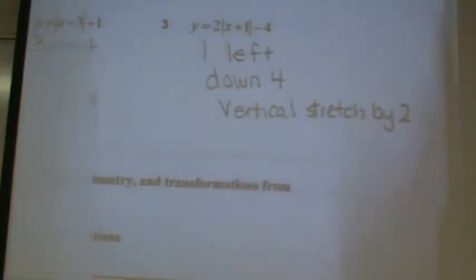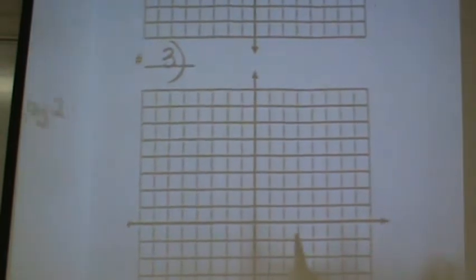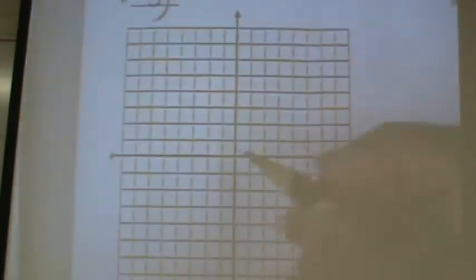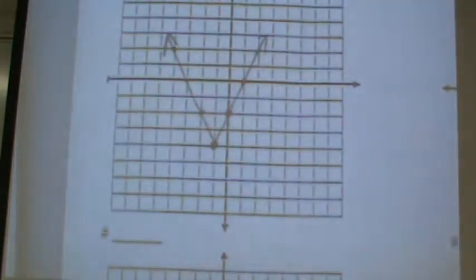So how do I graph this one, number 3? You're going to start at -1, -4, right? Yes. Now, where do I go from here? Up 2 over 1, up 2 and over 1, up 2 and over 1. And you have to go the other way. What's my axis of symmetry? X equals -1. Good?